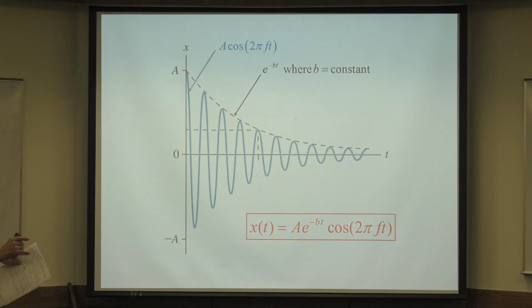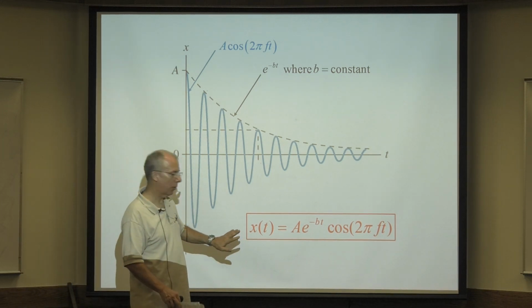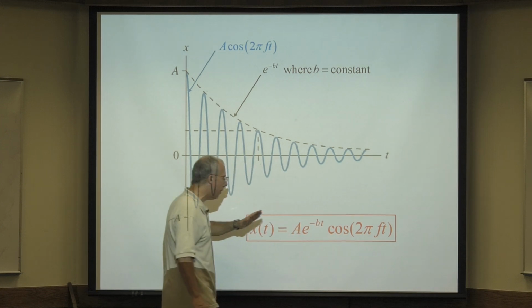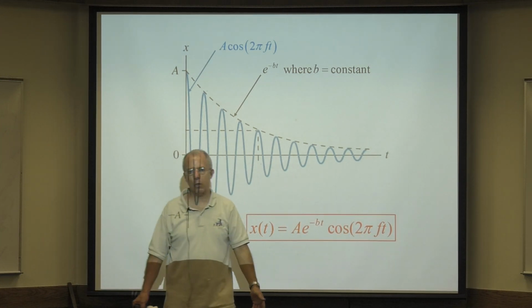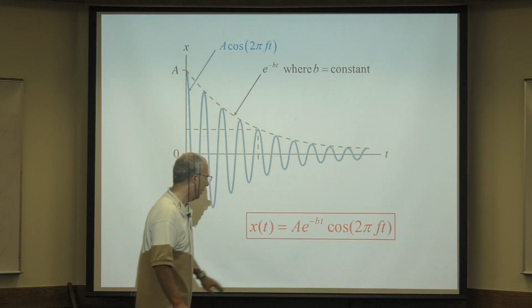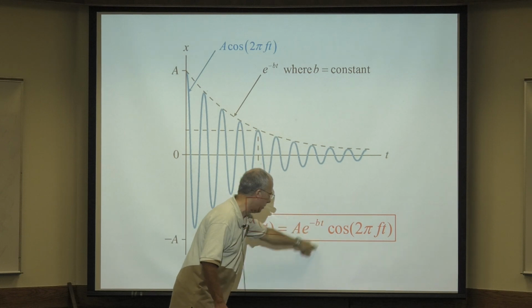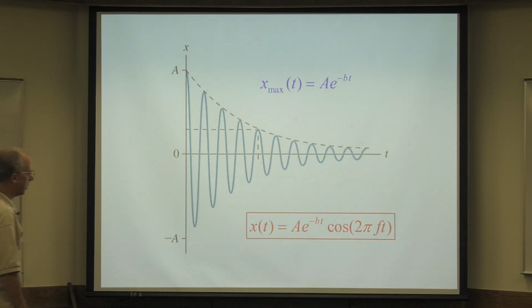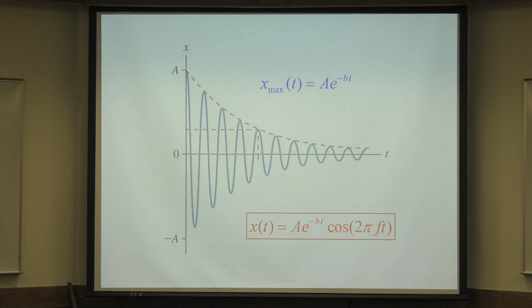Now, what is the maximum x? This is a math question. So you look at this equation. What's the maximum cosine? Cosine goes between 1 and minus 1. So that means the maximum x is a, the amplitude, times e to the minus bt.